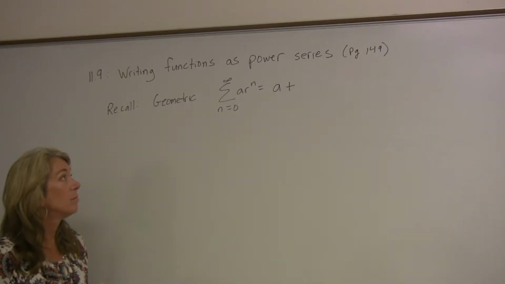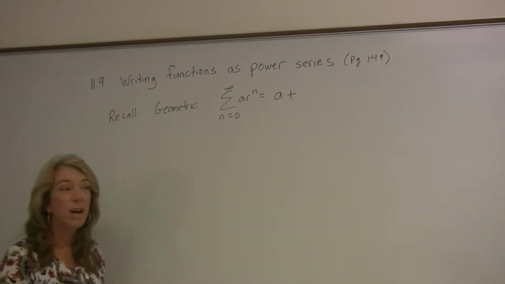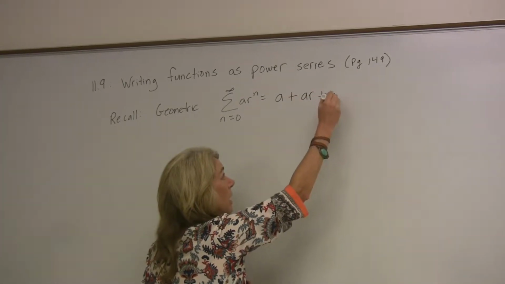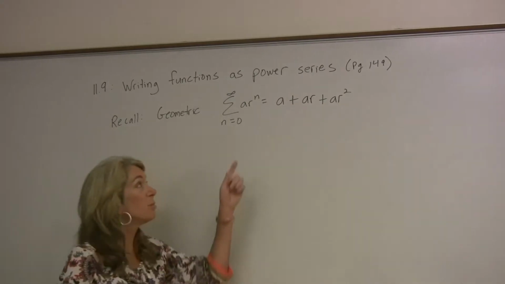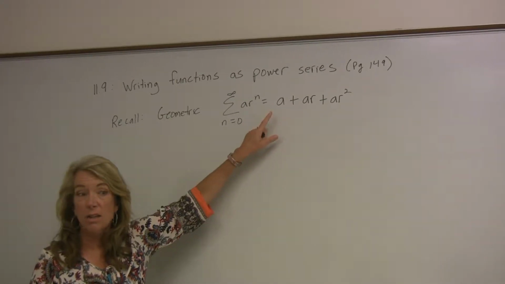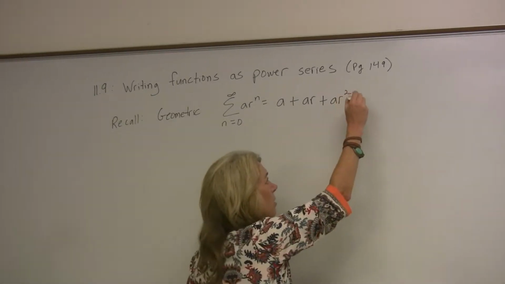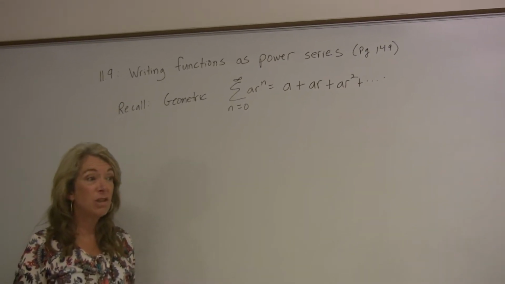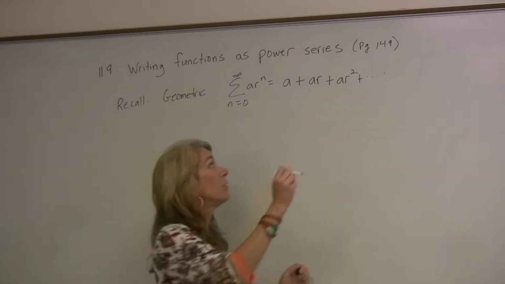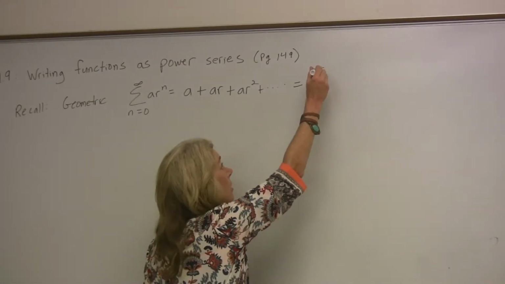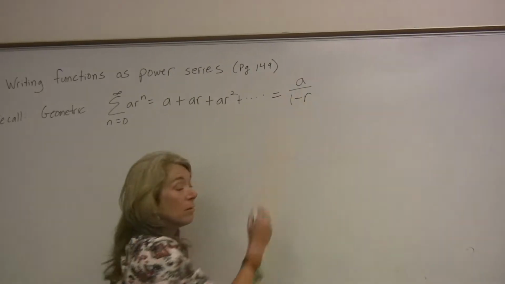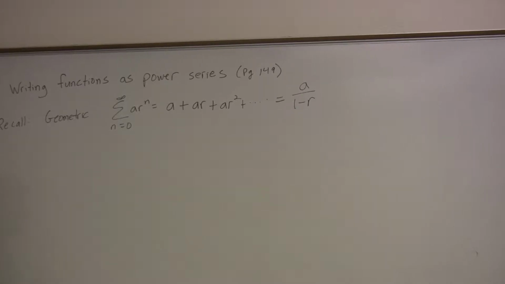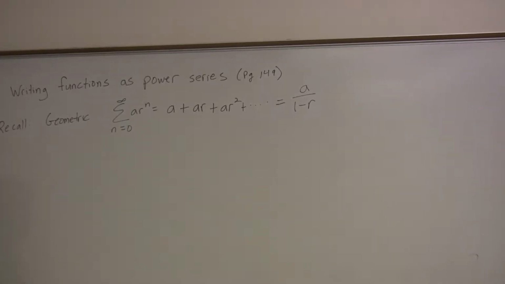what's the second term? ar, ar to the 1. And the third term would be ar squared. We're just plugging in 0, plugging in 1, plugging in 2. It's a little generic reminder of what a geometric series looks like. And we know the sum of any geometric series is always equal to, that's in your notes there, a over 1 minus r. That's the sum of any geometric series. If you know the first term and you know the common ratio, that's how you find what it adds up to.